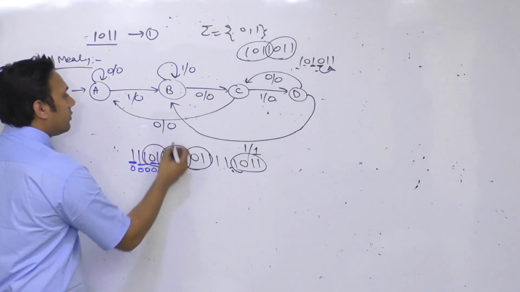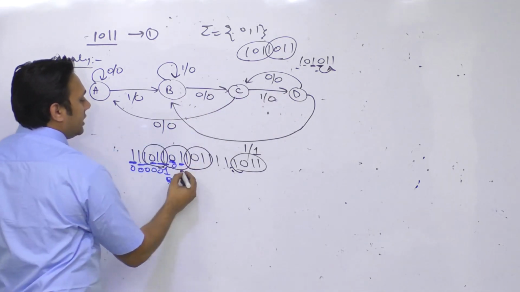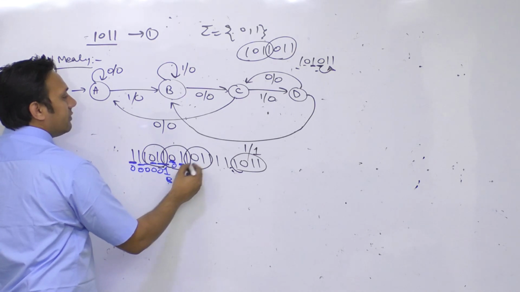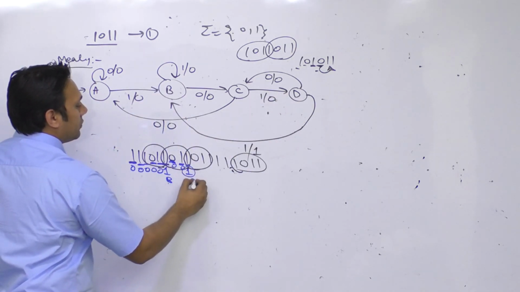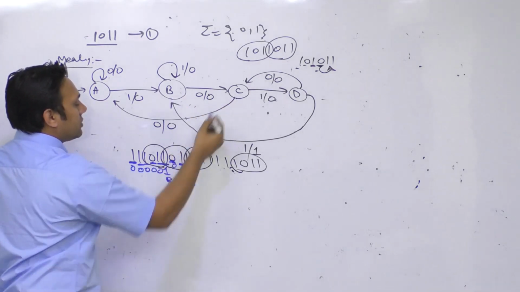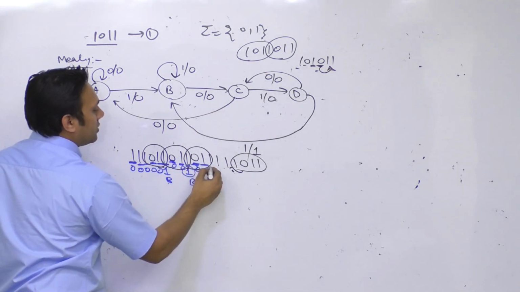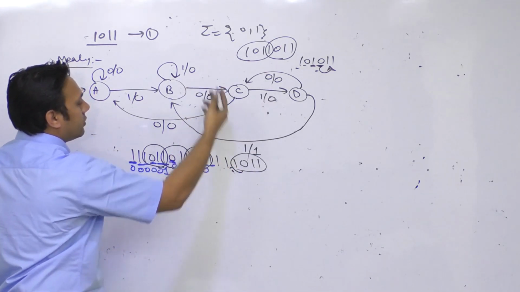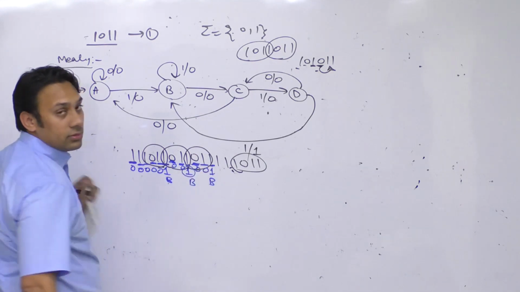If you get a 0 from state B, we go to state C, output is 0. If you get a 1 from state C, we go to state D, output is 0. Again you get a 1 from state D, we go to state B, output is 1. So here also we are at state B. Now if you get a 0 from state B, we go to state C, output is 0. If you get a 1 from state C, we go to state D, output is 0. Again you get a 1 from state D, we go to state B and output is 1. So here also we are at state B.